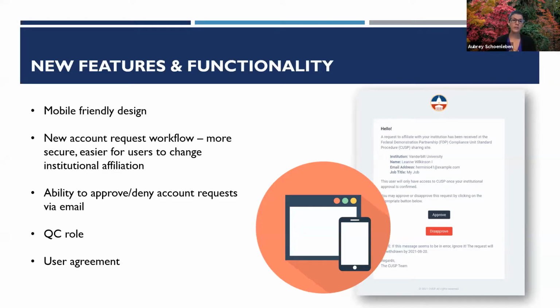We're also including the ability for institutional representatives to approve or deny account requests via email, and you can see an example of what those emails might look like over there on the left, which is really nice. That streamlines that process for institutional representatives, so they no longer have to log into the site to action account requests. That can be really easily done via email.